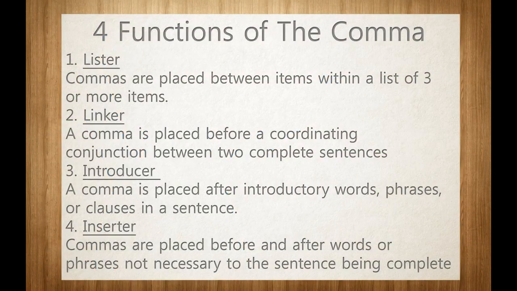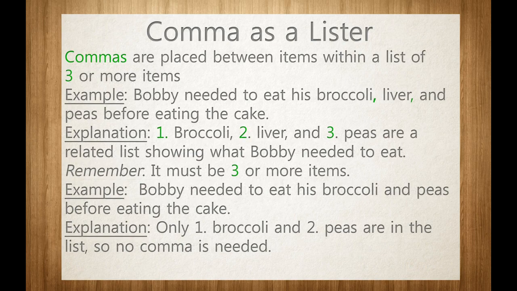So let's begin. The 4 functions of the comma include separating items in a list, linking complete sentences, introducing content that begins a sentence, and setting off content not necessary to a sentence. The first function of the comma is known as a lister. When you have 3 or more items in a list, place commas between them.